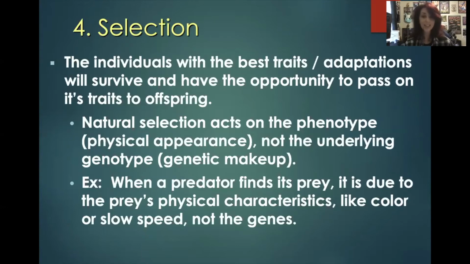But the predator, for example, when it finds its prey, it's not seeking out the prey because the prey has a specific set of genes. It's seeking out the prey because of physical characteristics that it's able to see, like, well, this rabbit over here is much slower, so I'm going to eat that one, or this rabbit's much easier to see because it has a brighter fur coat, for example. So when a predator finds its prey, it's seeking out the physical appearance, not the underlying genotype, even though natural selection will invariably affect both.